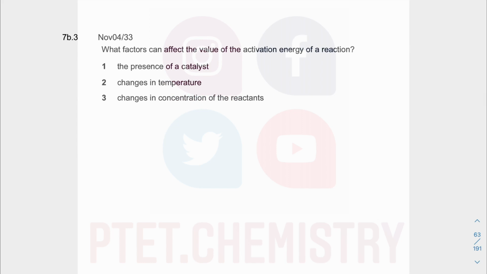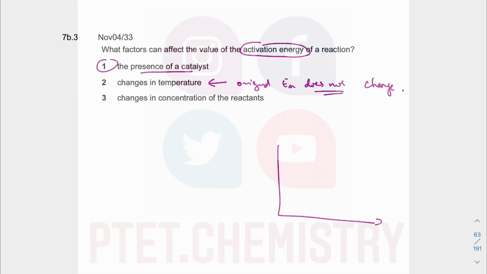In this next question, we know that activation energy can only be affected by the presence of a catalyst, because when you change temperature, your original EA does not change at all, because you are only changing the distribution. So that is the number of molecules with energy E. You have energy E there.